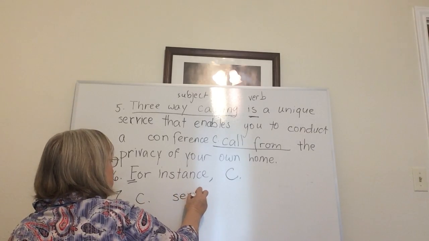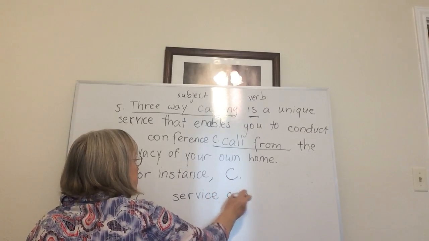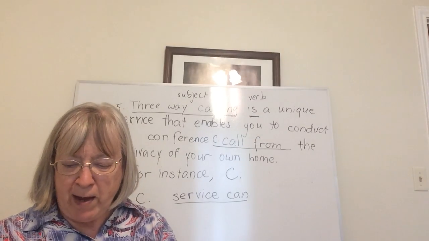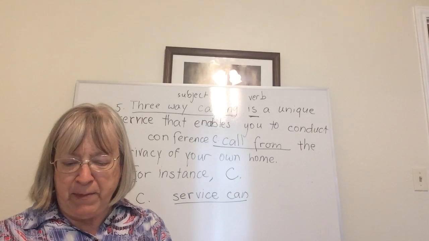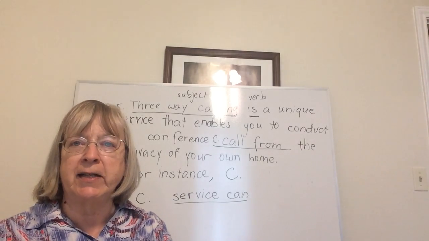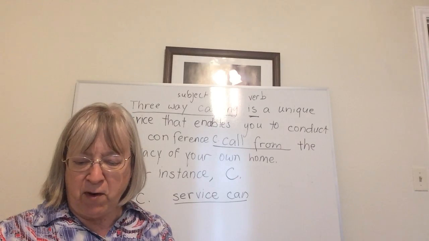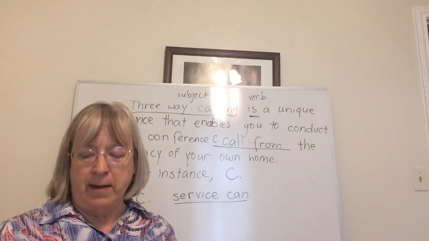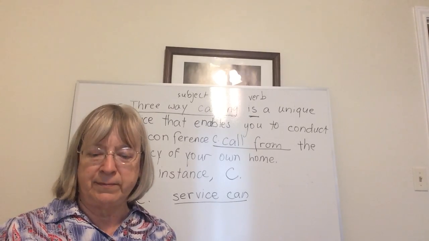This makes it into 1 correct sentence. This useful and convenient service can be yours for only pennies a month. What is the subject in that sentence? Service. And what is the verb in that sentence? Can be. Can is in C and be is up above.